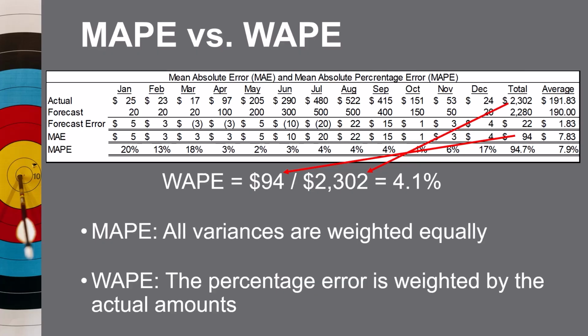Here is an example that shows the difference between MAPE and WAPE. This example is a seasonal company whose sales are high in the summer and low in the winter. Their MAPE is 7.9%, but their WAPE is only 4.1%. In other words, $94 sum of absolute errors divided by the $2,302 total absolute actual. In MAPE, all variances are weighted equally. In WAPE, the total percentage error is weighted by the actual amounts.